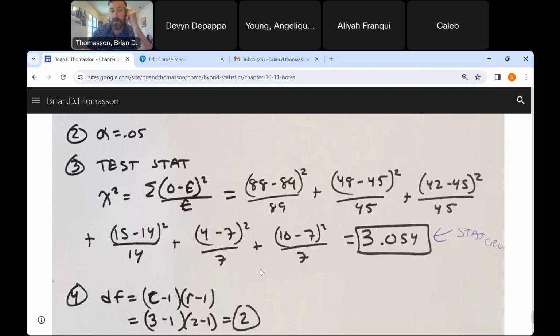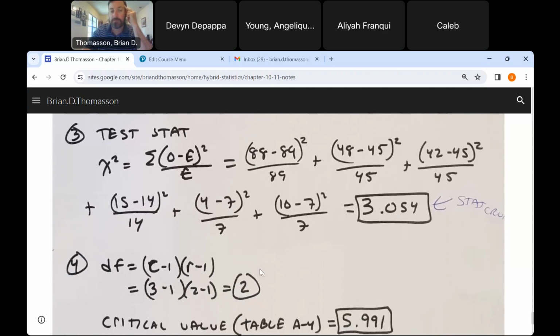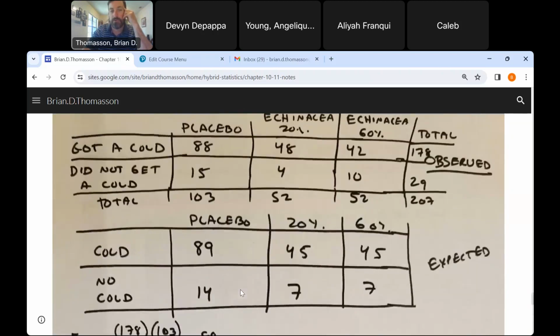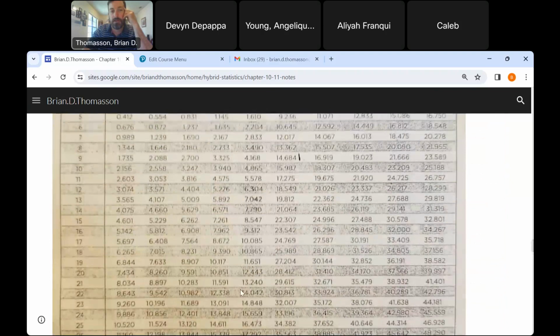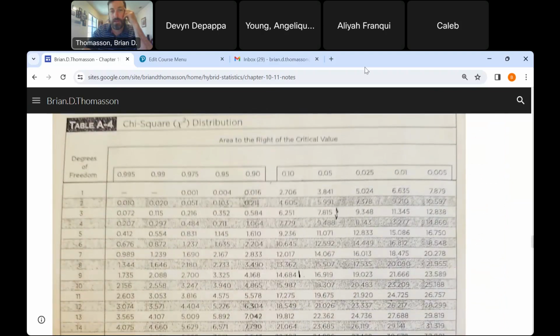Now we've got to figure out our critical value, and that's from our table. So we have our degrees of freedom: number of columns, placebo, 20% and 60%, so we have 3 columns minus 1, and number of rows, which is cold, no cold, so that's 2 minus 1. So 3 minus 1 times 2 minus 1, grand total of degrees of freedom of 2. Okay. So we go up our table. We have an alpha of 0.05 and degrees of freedom of 2.